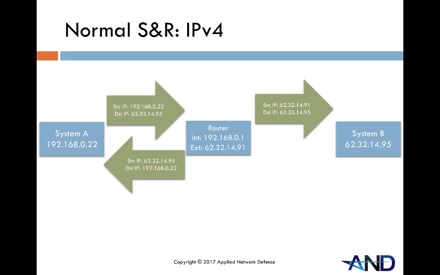Once that's done, we see the same process happen back in reverse. System B sends a reply back to the router. The dest IP is that router's IP address. The router checks its internal routing table. It sees that the response in this particular communication is destined for 192.168.0.22, which is System A. And then it rewrites the packet appropriately, replaces the IP addresses, recalculates checksums, and we'll talk about checksums here in a minute, and sends that packet on to System A.